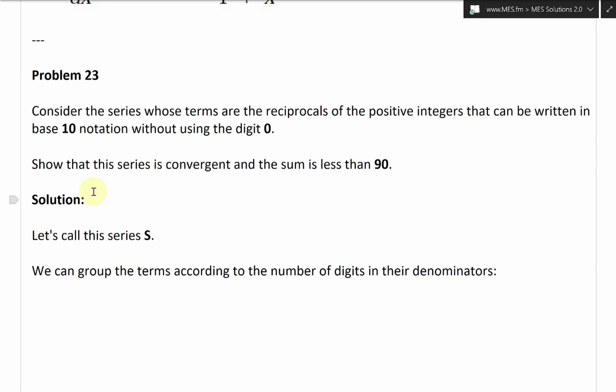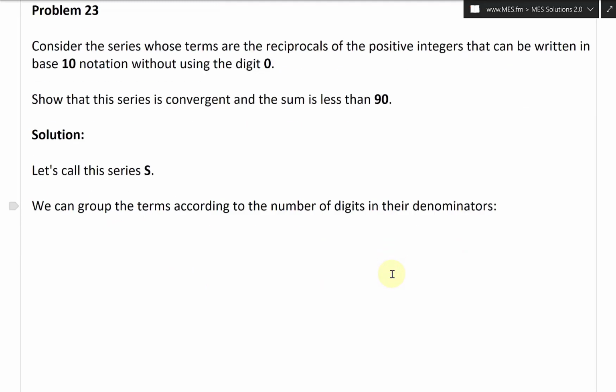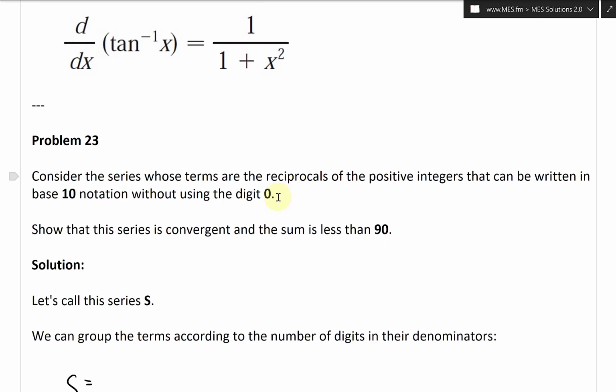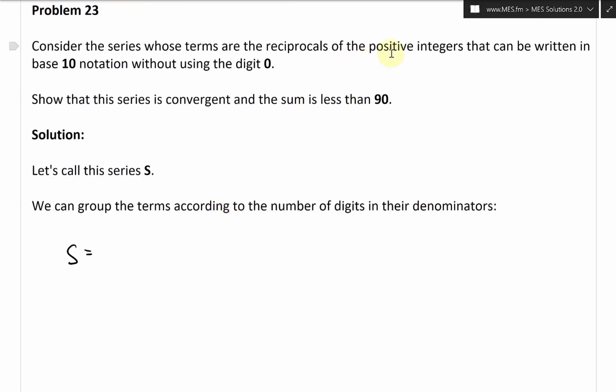Alright, so let's take a look at the solution. So let's call this series, again, whose terms are the reciprocals of the positive integers that can be written in base 10 notation without using the digit 0. Let's call this series S, and we can group the terms according to the number of digits in their denominator. So S is going to equal, the first set, again, has to be without a 0, and the reciprocals of positive integers.